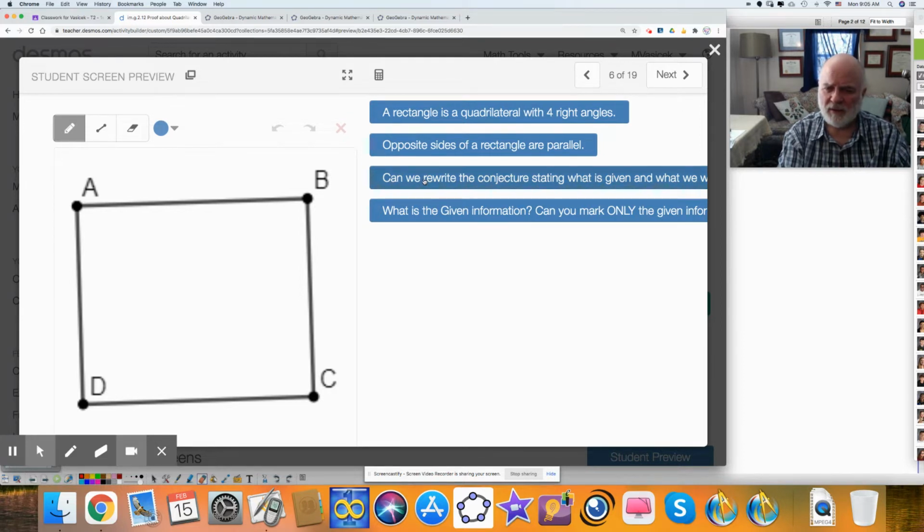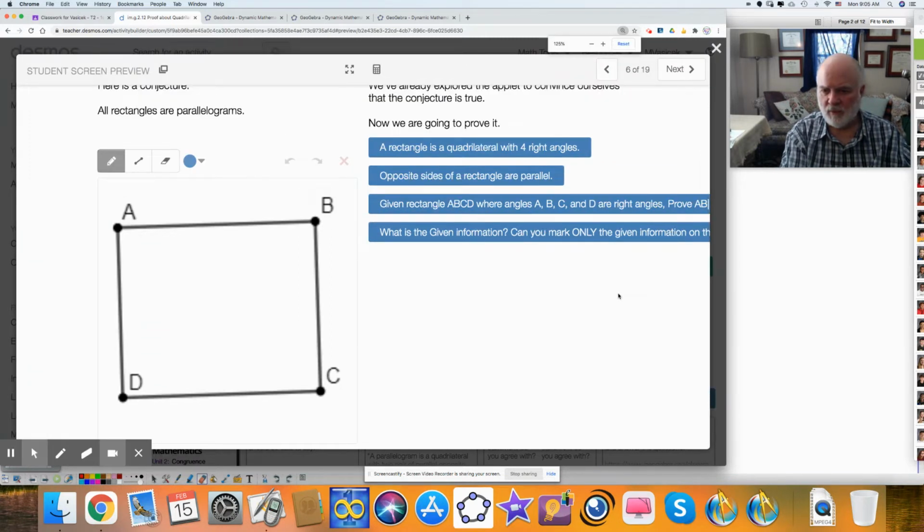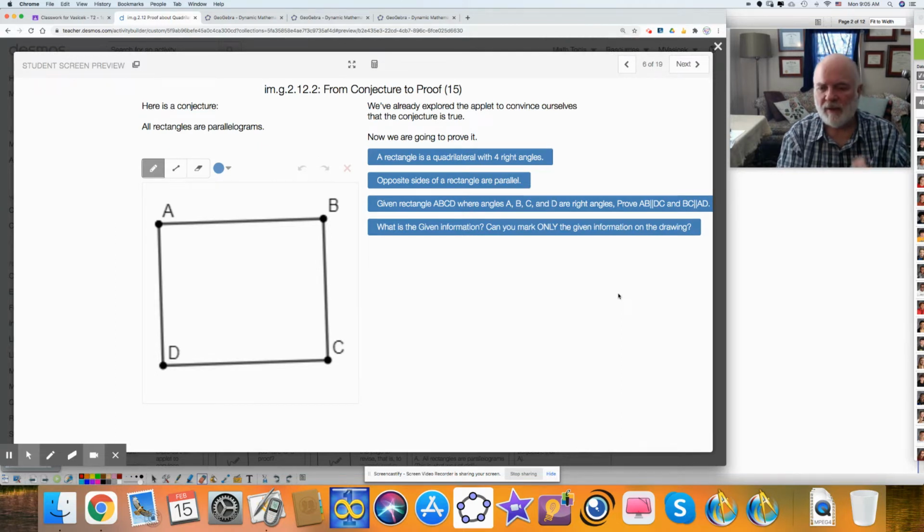Can we rewrite the conjecture stating what is given and what it is we want to prove? If you were to rewrite this, you would say, given rectangle ABCD, where angles A, B, C, and D are all right angles, prove that segment AB is parallel to segment DC and segment AD is parallel to segment BC. That's what we'd be trying to prove. We're trying to prove that it's a parallelogram, which means that both pairs of opposite sides are parallel.